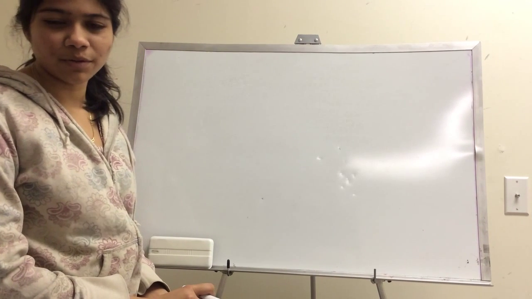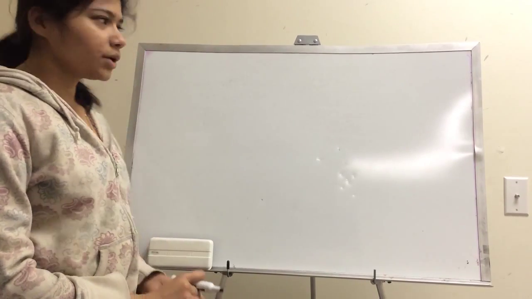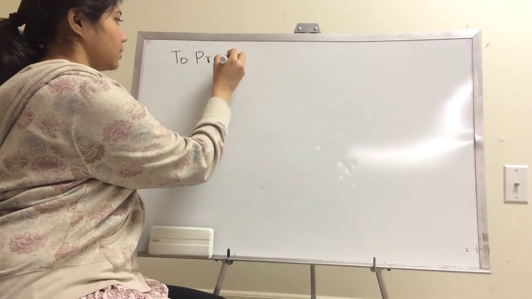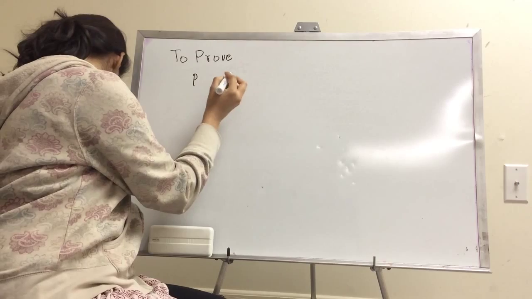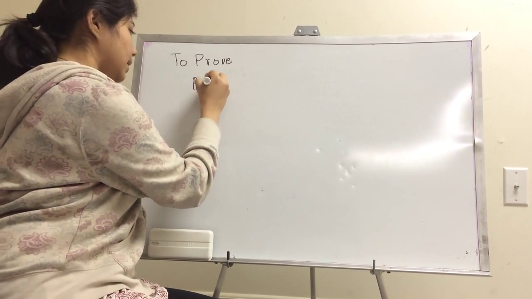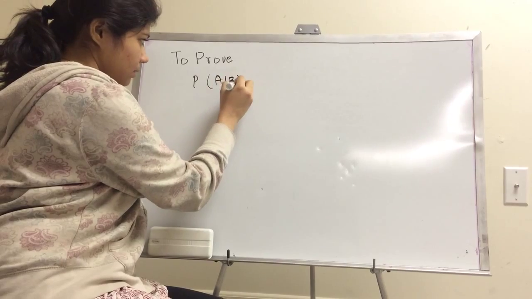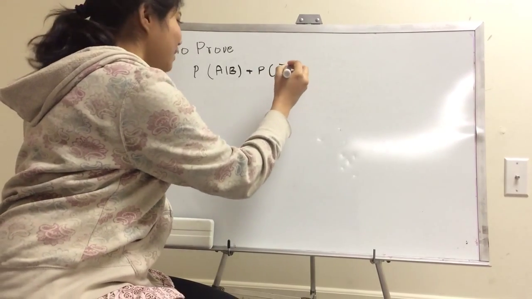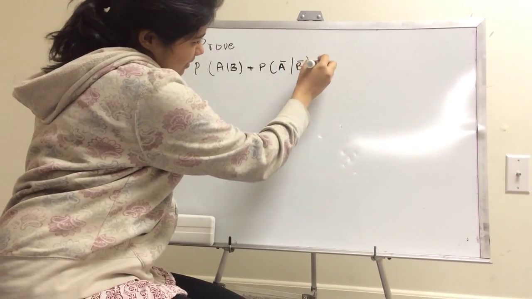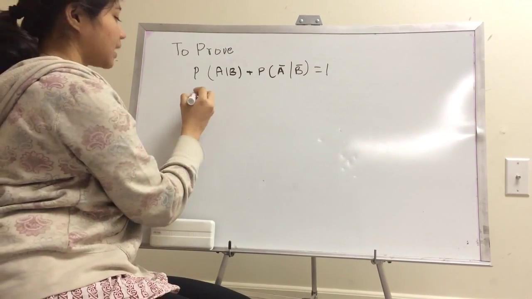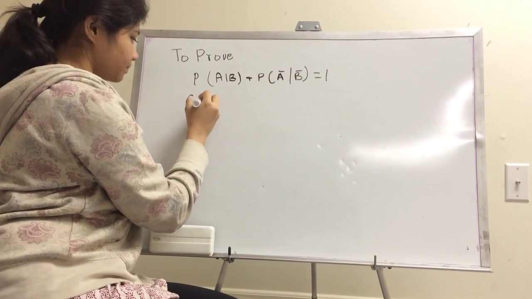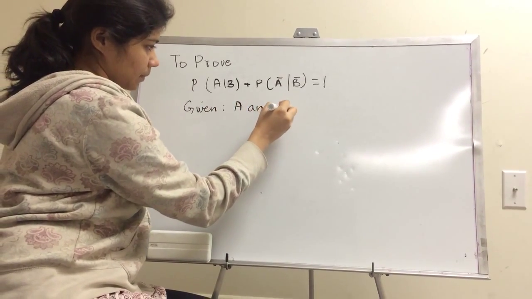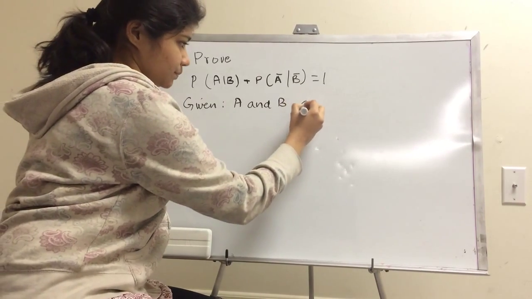So we have proved the first question, and now starting with the second question, we need to prove that probability of A given B plus probability of A bar given B bar is equal to 1, provided that what is given to us is that A and B are independent.